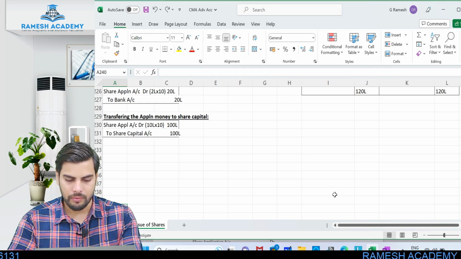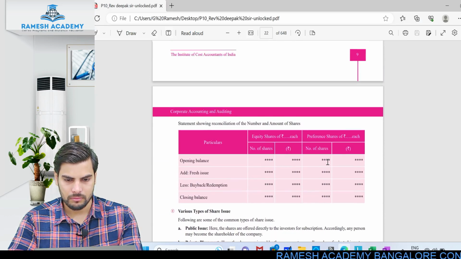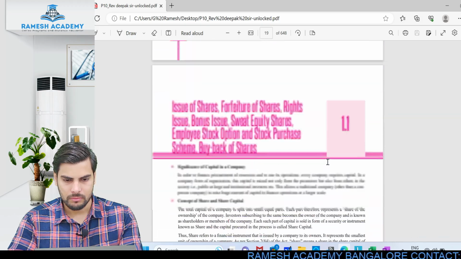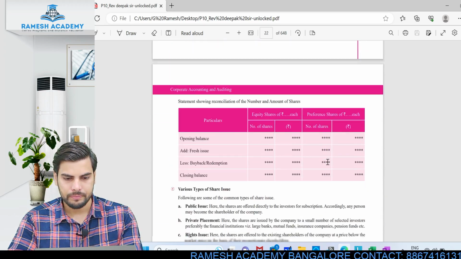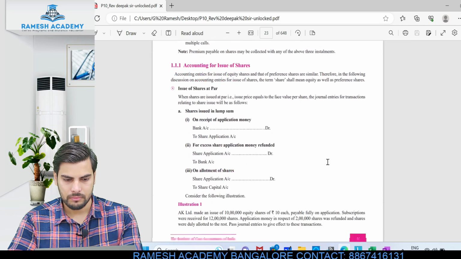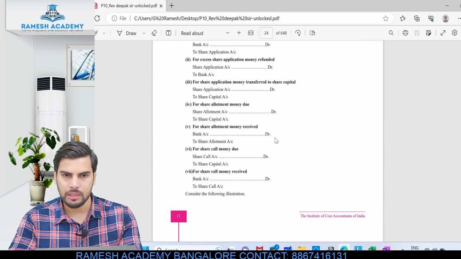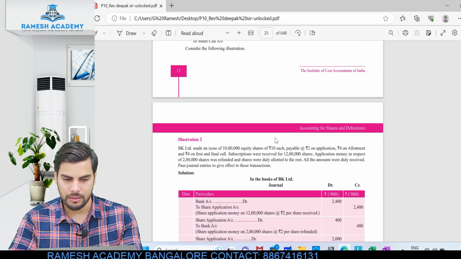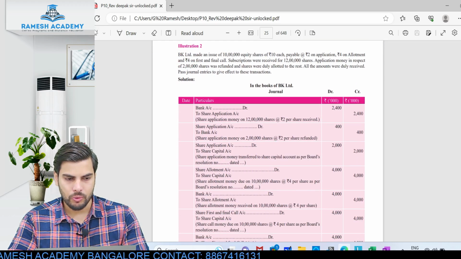Okay, so I don't think there's any confusion pertaining to this illustration number 1. So let's straight away move on to the next illustration. Illustration number 1 was done, and these journal entries, everything has been available in the notes. You guys can just refer through it. Okay, so let's go through this particular illustration number 2. Let me just read this.